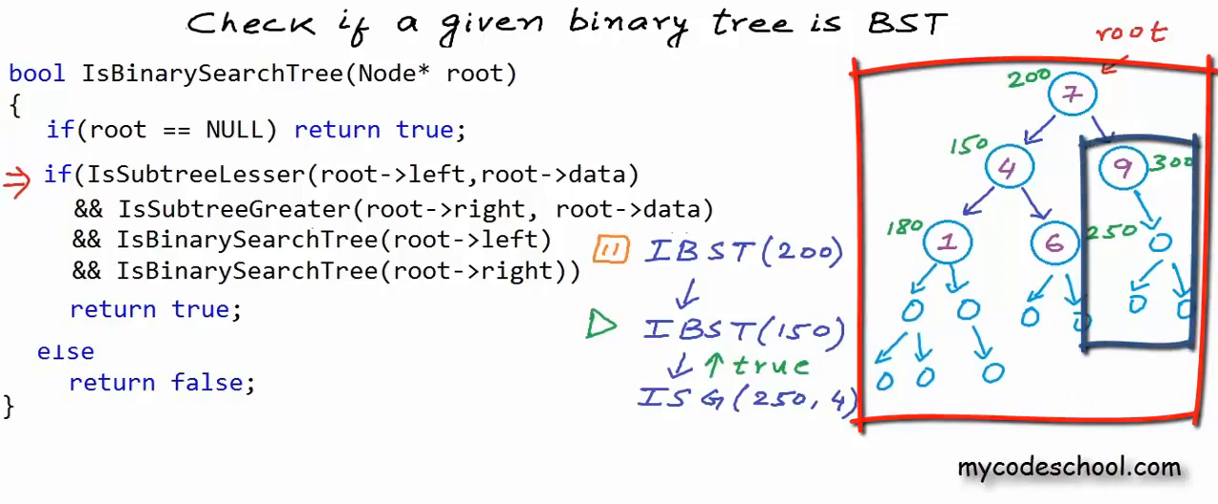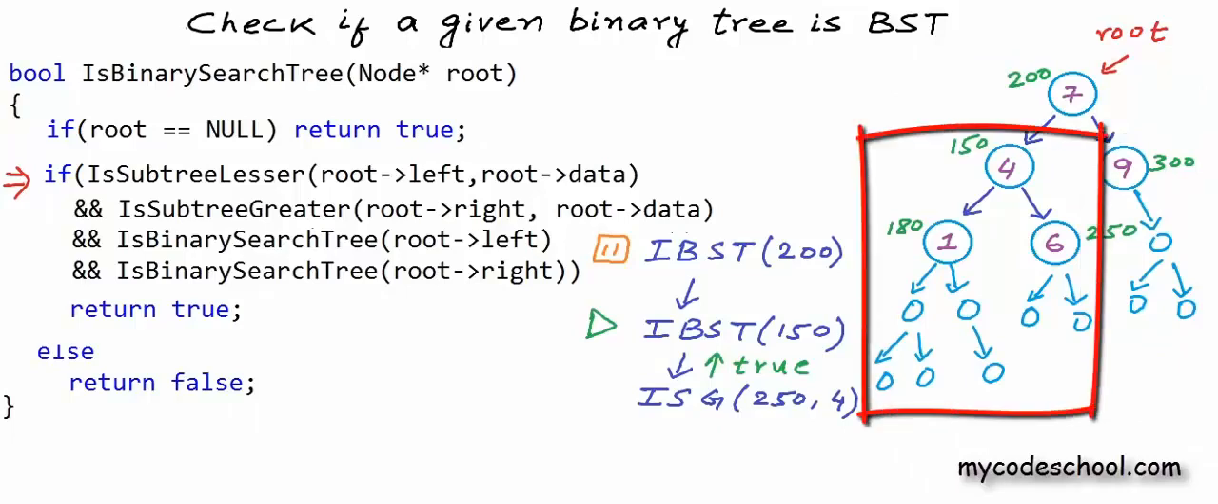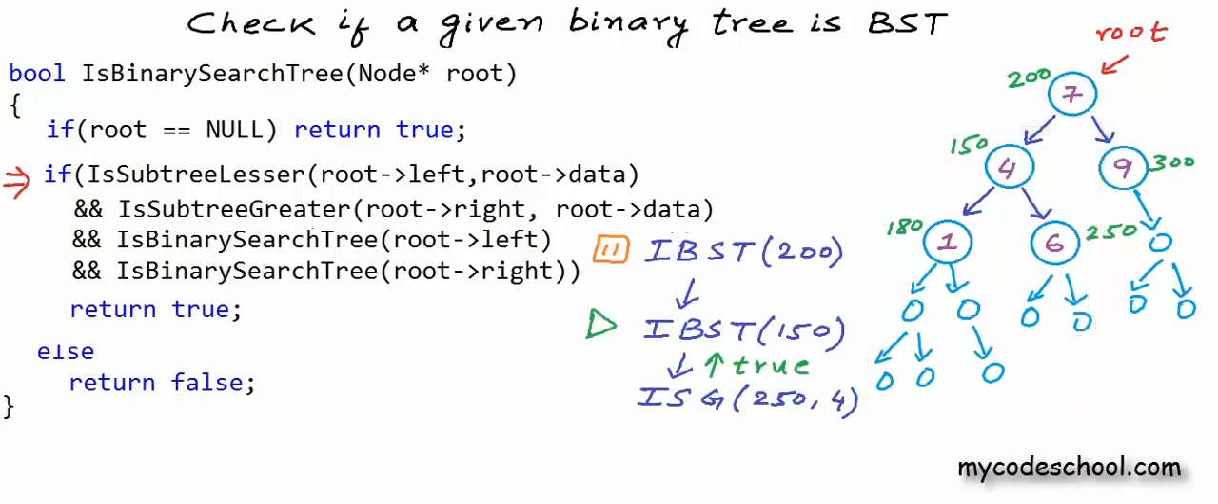And then we will traverse all nodes in this right subtree to see if values are greater than 7 or not. And then in the next call to isBinarySearchTree, when we would be validating whether this particular subtree is a BST or not, we would recursively traverse this subtree to see if values are lesser than 4 or not, and this subtree to see if values are greater than 4 or not. So all in all, during this whole process, there will be a lot of traversal. Data in nodes will be read and compared multiple times.